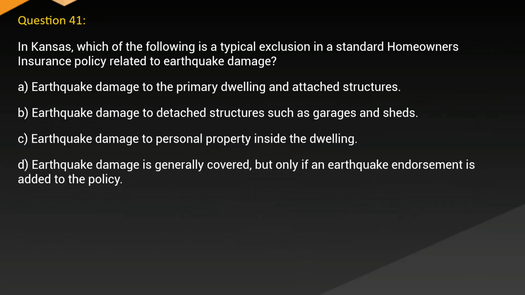Question 41. In Kansas, which of the following is a typical exclusion in a standard homeowner's insurance policy related to earthquake damage? A. Earthquake damage to the primary dwelling and attached structures. B. Earthquake damage to detached structures such as garages and sheds. C. Earthquake damage to personal property inside the dwelling. D. Earthquake damage is generally covered, but only if an earthquake endorsement is added to the policy.